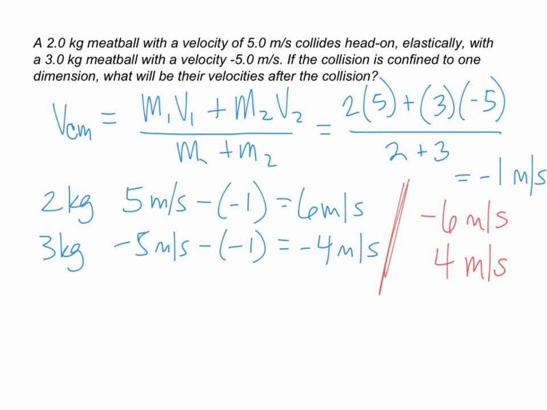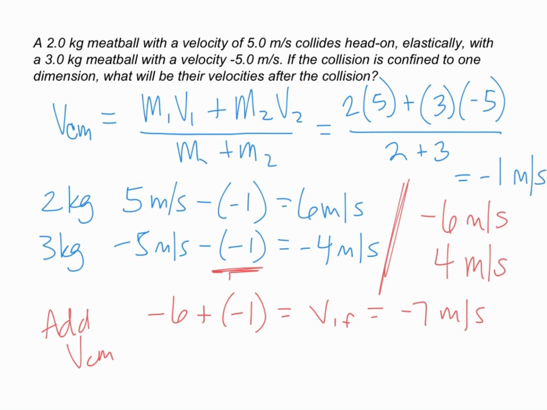And then what I can do is bring it back to the original frame of reference. So here I subtracted the center of mass speed. Now to go back to the original, I'm going to add the center of mass speed. So I'll take -6 and I will add -1. And what we find here is that V1 after the collision is -7 meters per second. And 4 plus -1: after the collision, the second meatball is moving at 3 meters per second.